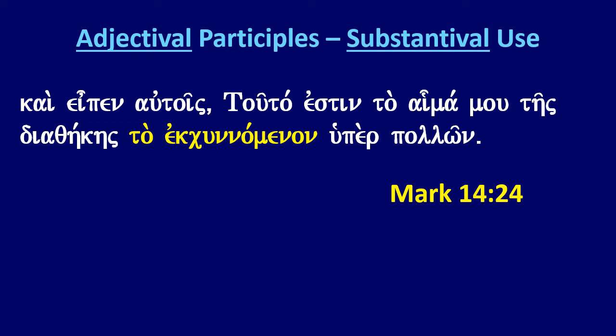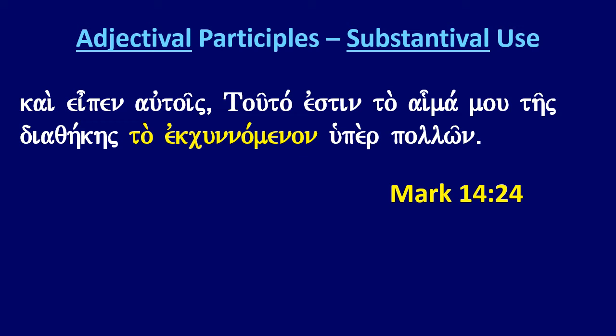And the participle here is a present passive participle, nominative neuter singular. But notice is shed. It's in reference to the blood of Jesus Christ or his work on the cross when he shed his blood to pay for our sins.